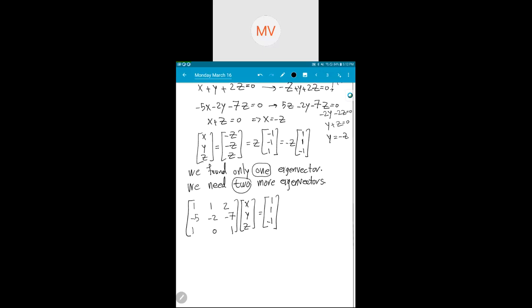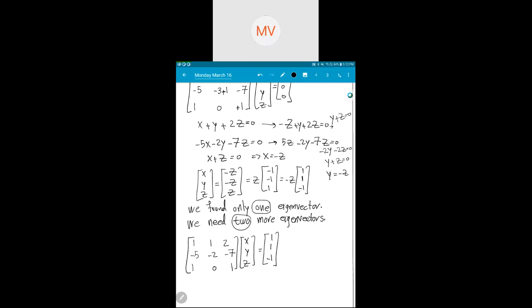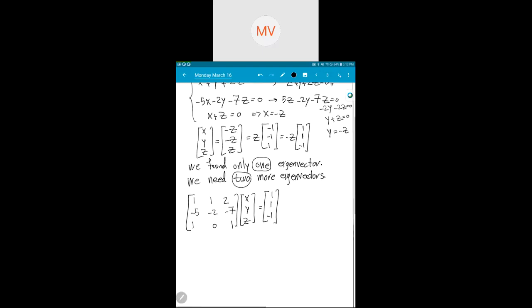All right. Well, same thing. In fact, you're going to get the same equations that you get here. I'm going to highlight it up there. So you get the same equations, except the right side, instead of 0, 0, 0, you have 1, 1, minus 1. Simple as that. So let's write them. x plus y plus 2z equals 1, negative 5x minus 2y, negative 7z equals 1. And the last one is x minus z equals 1 again.